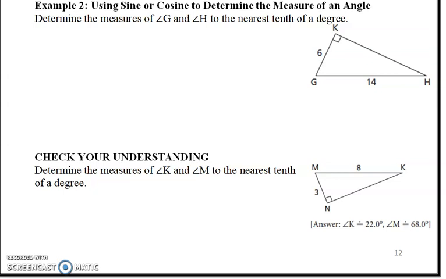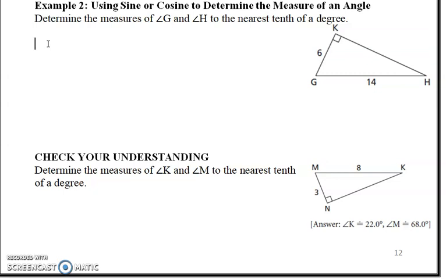Hello everybody, welcome back. In today's example, we were continuing on with 2.4, the sine and cos ratios. We're looking at example 2. It says use sine or cos to determine the measure of the following angles. So we have G or H, and you can pick either one first. I'm going to find angle G because it asked for it first.